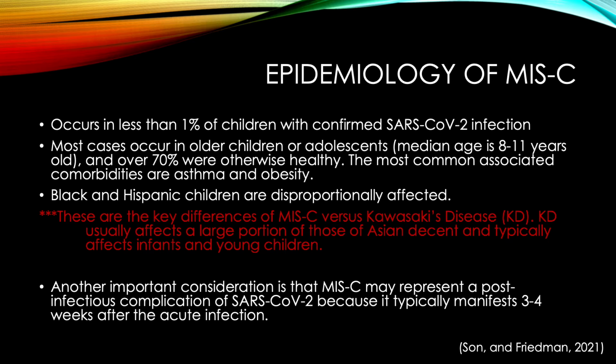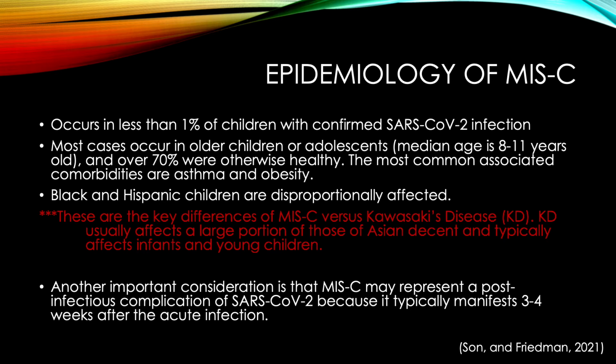Let's look at the epidemiology. So MIS-C is a rare but serious condition. It's occurring in less than 1% of children who've had COVID. Most of the cases are occurring in children who are older or adolescent age, with a median age of about 8 to 11 years old. And the studies have shown that over 70% of the children with MIS-C were otherwise healthy. If there were comorbidities, the most common ones were asthma and obesity. Studies have also shown that Black and Hispanic children have been disproportionately affected by MIS-C.